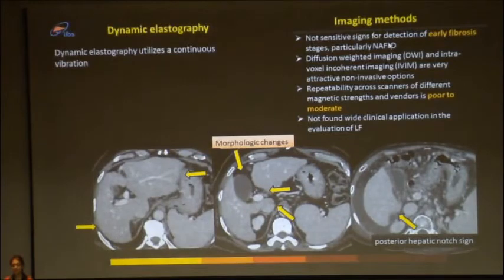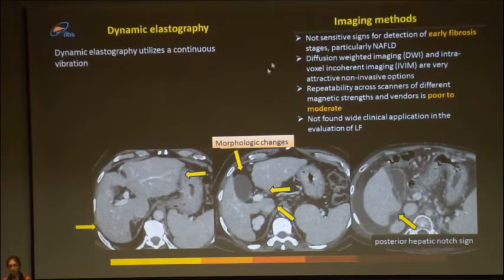Like I said, imaging methods are not sensitive signs for detection of early fibrosis stages, particularly NAFLD. So it is across the board, I would say, any modality that I'm going to be discussing today, imaging methods are not sensitive for early fibrosis, especially in NAFLD.